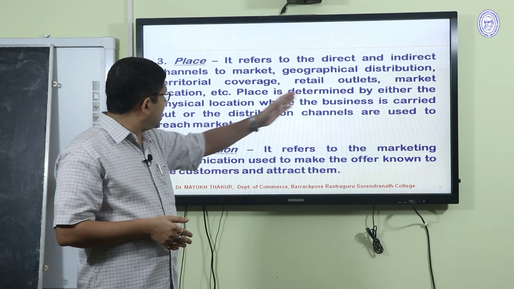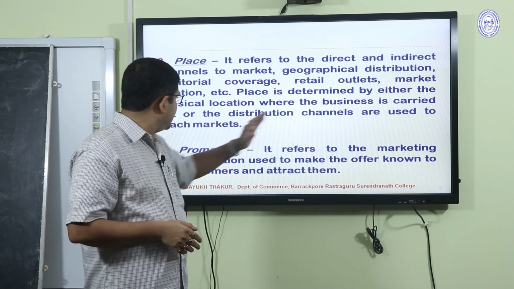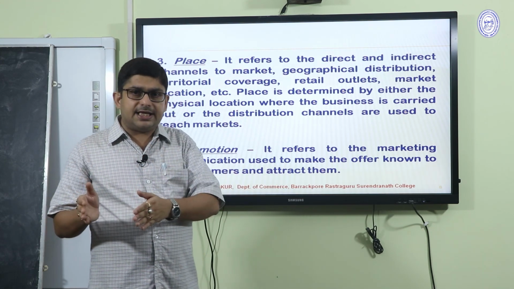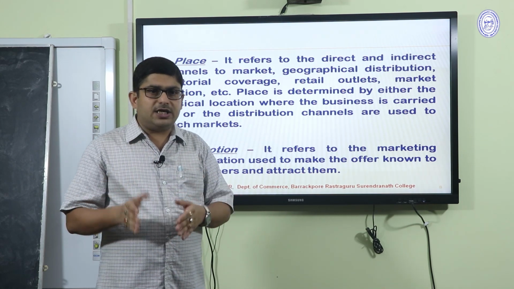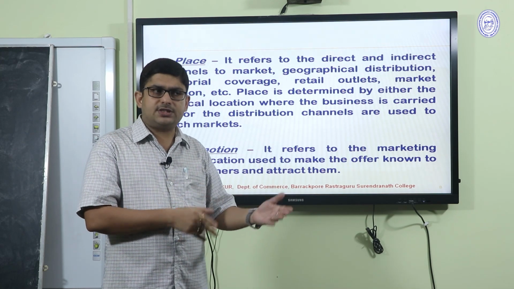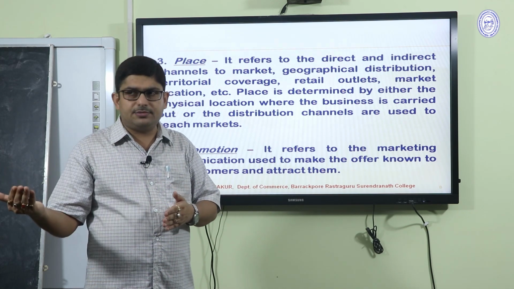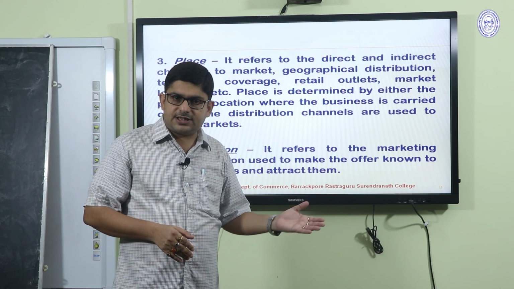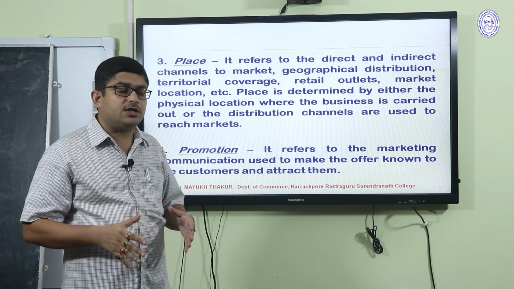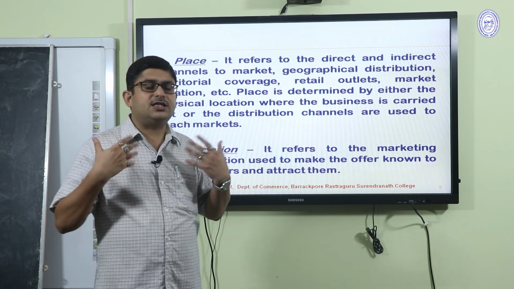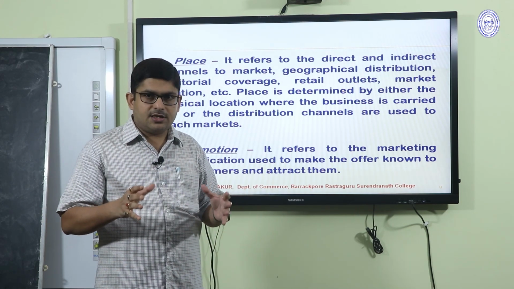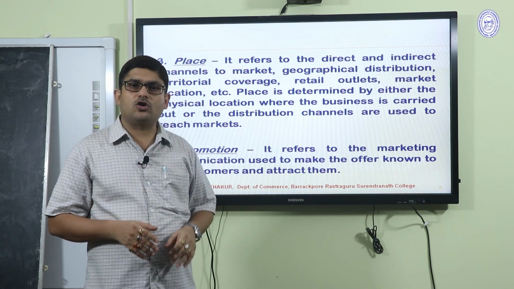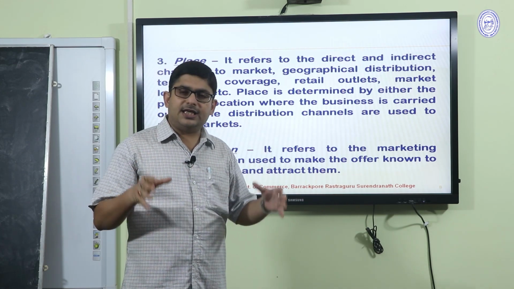Again, place is determined by either the physical location where the business is carried out or the distribution channels used to reach the market. That means the place is also determined as the retail outlet or the departmental stores, as well as the dealer and distribution points from where, with the help of logistics, the products come to the market for sales. All these are considered to be the places where this kind of activity is done. So all these locations are of equal importance as place in the 4 P's of marketing mix.